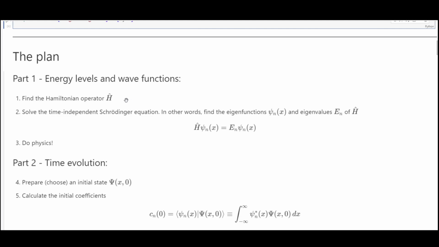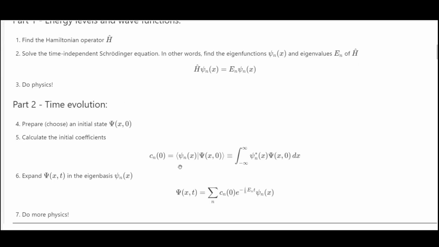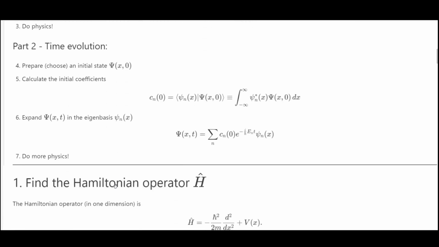So once we have found the Hamiltonian operator, then we have to solve the time-independent Schrödinger equation, or you can equivalently say that you need to find the eigenfunctions psi n and eigenvalues, or eigenenergies actually, En of this Hamiltonian, and it looks like this. So it is a standard eigenvalue equation that you have to solve, and once you have done this, you get to do physics. And for example, plot the wave functions or energies and so on. And in the second part, we will look at the time evolution of this system, but I will not go into details about what we do there, but that will be for the second part.